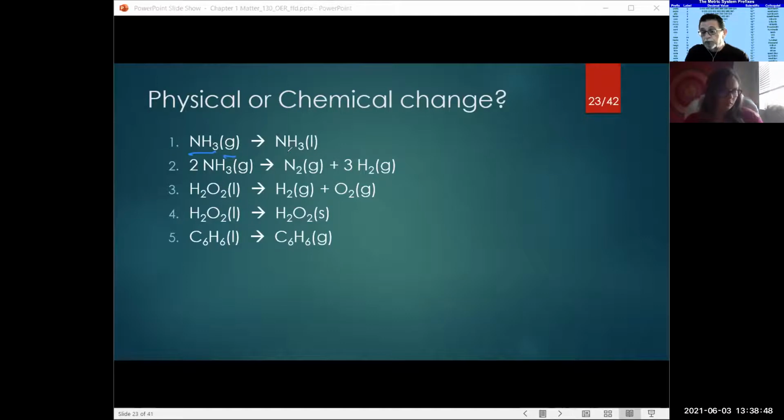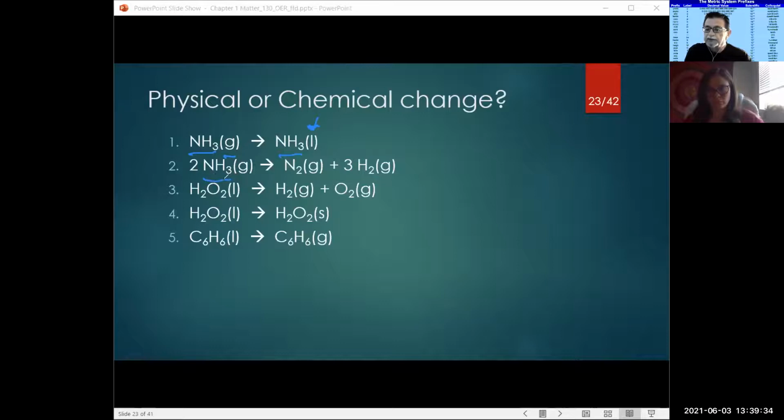But then we move over to the product side. And again, guess what? We got the same structure, the same formula, NH3. The difference between the two is that here, the physical state is now a liquid. So point 1, the structure has not changed from reactant to product. It's still NH3, and the only difference is the physical state. So that indicates that we have a physical change.